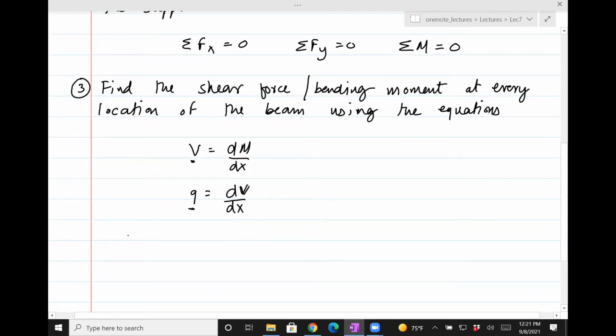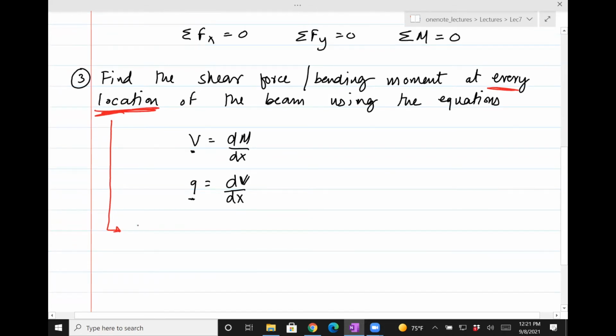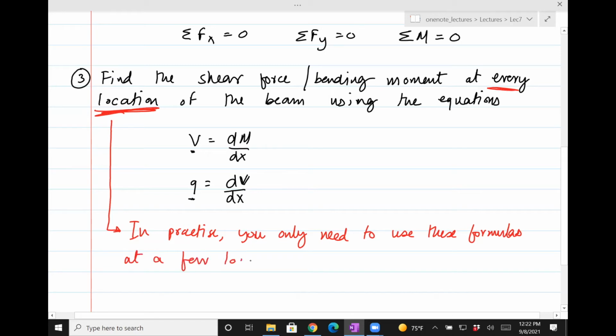So I said every location in principle, but in practice you only need to use these formulas at a few locations, wherever V or M changes. This will become clear, as I said.